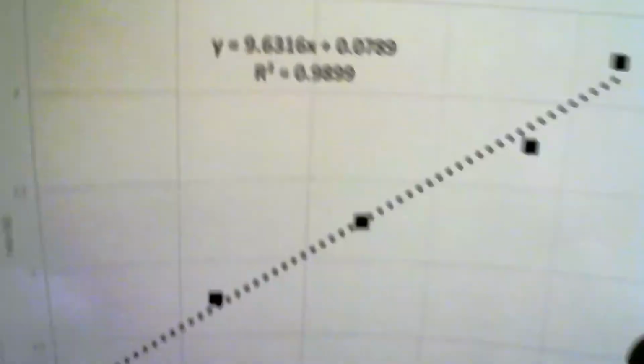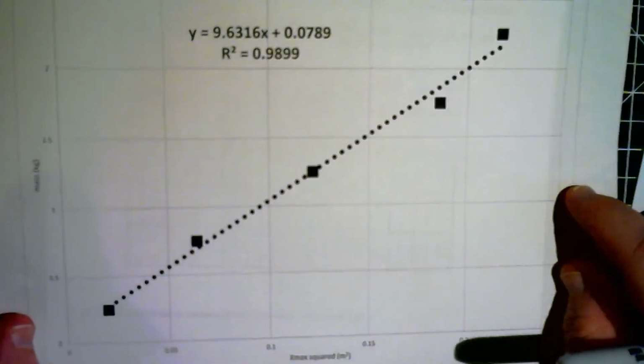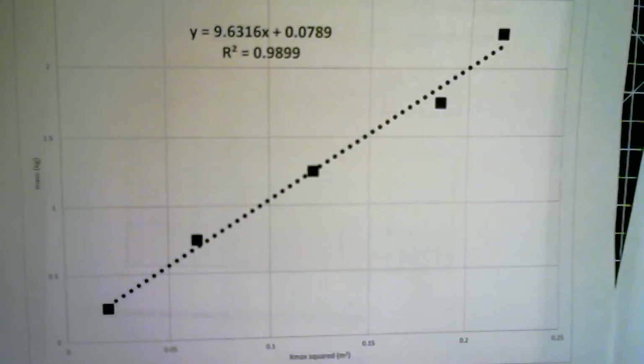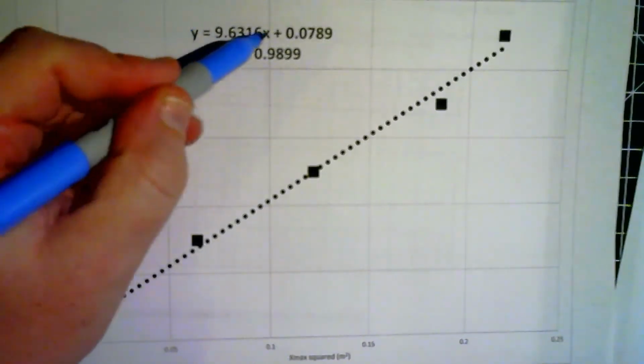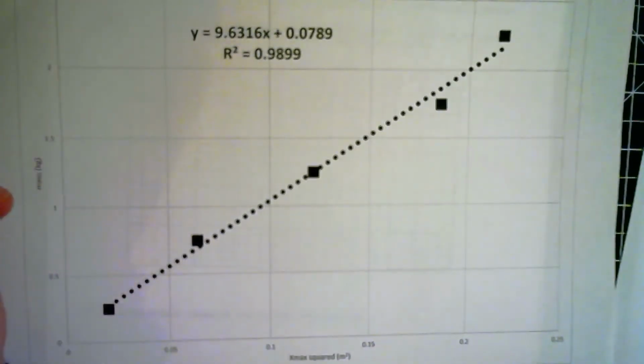So this is a pretty typical plot the data points, draw a line of best fit, and you'd be expected to do that by hand, and you would get something similar to this, where I have x max squared on the horizontal axis, and I've got mass in kilograms on the vertical axis. And so by hand, what you would do at that point is you would go ahead and calculate what the slope is. And you would get around 9.6 for something like this.